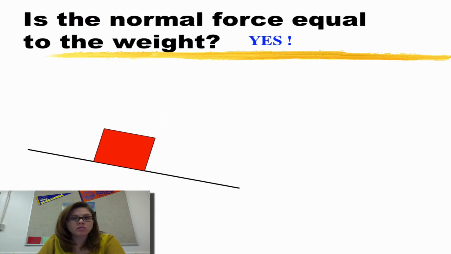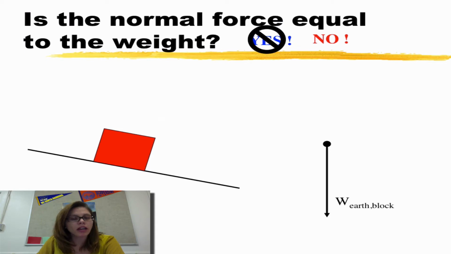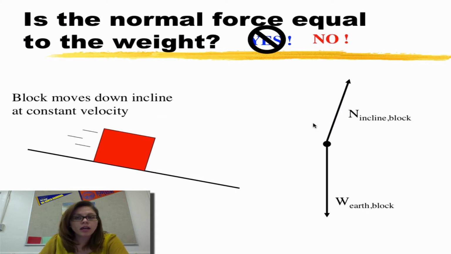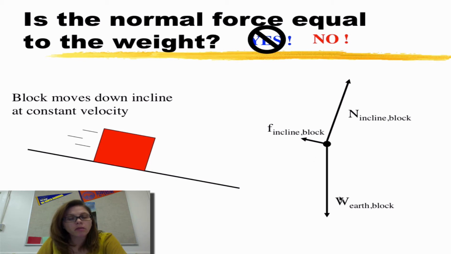Is the normal force equal to the weight in this example? You're right. The answer is no. If we draw a free body diagram, we have the weight going down, and the normal is always perpendicular to the surface. So here's the surface right here, and the normal would be perpendicular to the surface. Since the surface is at an angle, the normal is at an angle. The box moves down at a constant velocity. The only way for that to happen is if there's something opposing the component of the weight going down the incline, and that in this case would be friction.